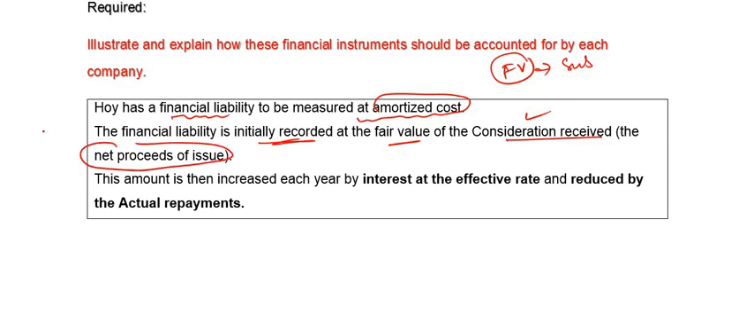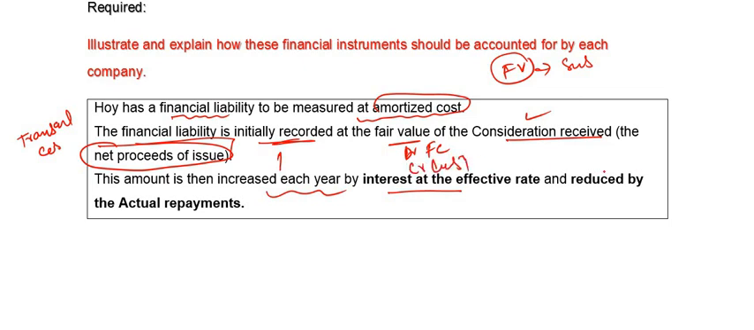Net proceed means that you have to deduct the transaction cost and some issue cost, whatever the cost is, and the net proceed is the opening liability. Now this amount is increased each year because of the effective interest rate, and that will increase your finance cost. The debit will be finance cost because expense will increase, and the credit will be liability.